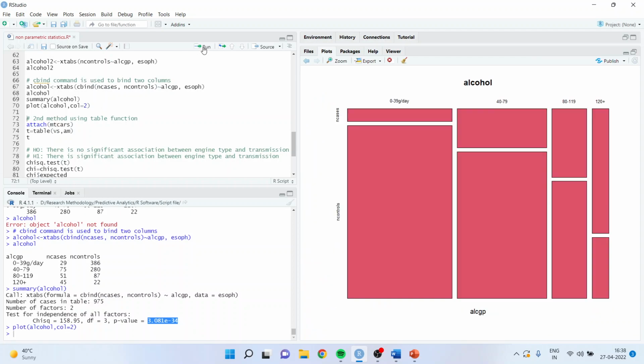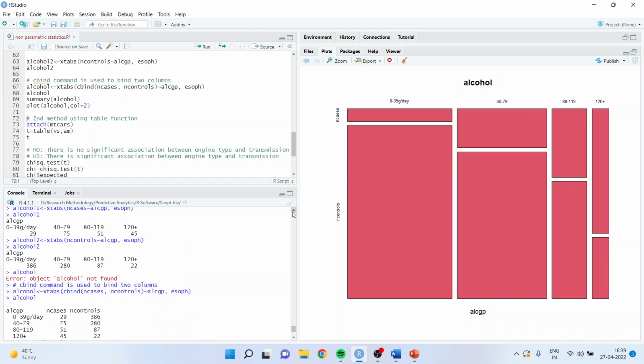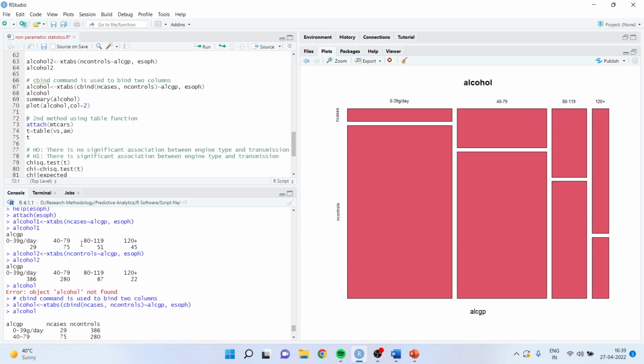When I plot it on the right hand side, you can see the mosaic plot. The number of cases is higher when you are consuming 40 to 79, where the number of cases is 75. Now the interesting part is that when the alcohol consumption increases, the number of cases decreases. That's a weird result, but anyway, this is a data set and we have to work on it. In the control group also we can see some pattern here.